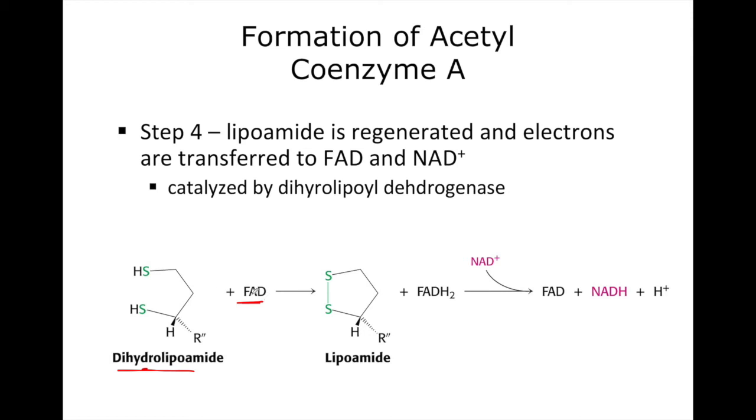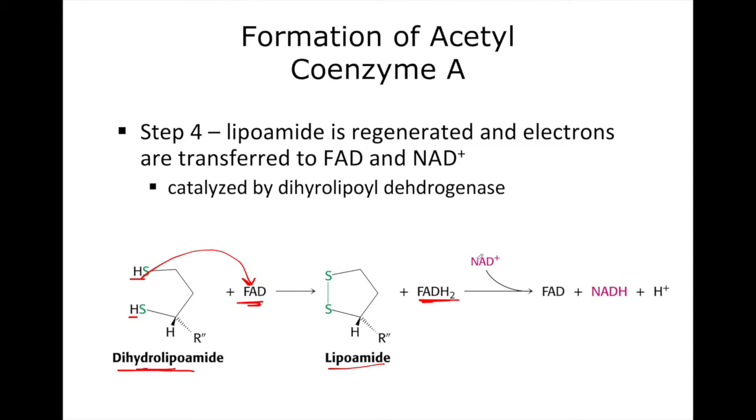So our FAD will accept 2 electrons and 2 hydrogens. Those will be spontaneously transferred to FAD, creating FADH2. So this would be the reduced form, dihydrolipoamide. When it loses the electrons, it becomes oxidized back to lipoamide. This is my oxidized FAD. This is the reduced FAD because it's gained electrons. Now we also have to get those electrons out of FADH2 so it can regenerate to FAD, because FAD is covalently bonded to the active site.